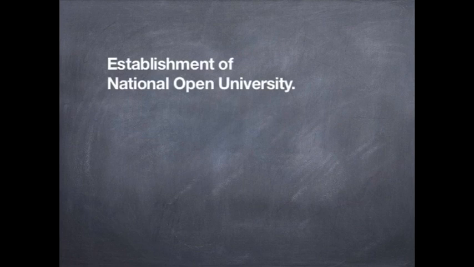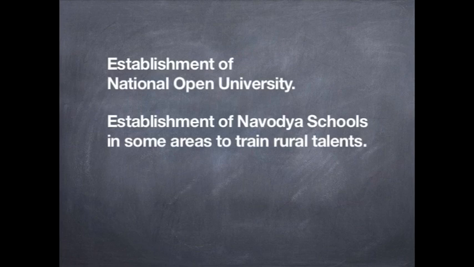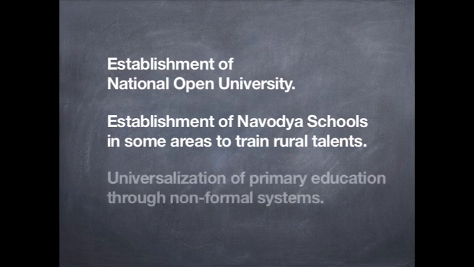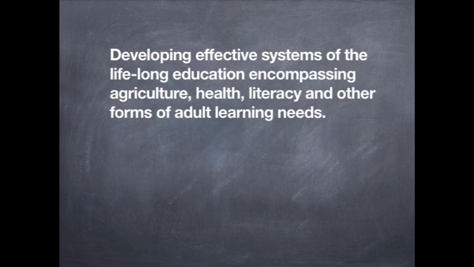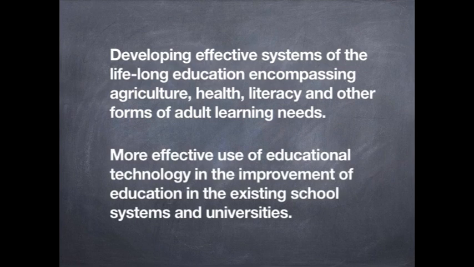Establishment of National Open University, establishment of Navodaya schools in some areas to train rural talents, universalization of primary education through non-formal systems, developing effective systems of lifelong education encompassing agriculture, health, literacy, and other forms of adult learning needs. More effective use of educational technology in the improvement of education in the existing school systems and universities.